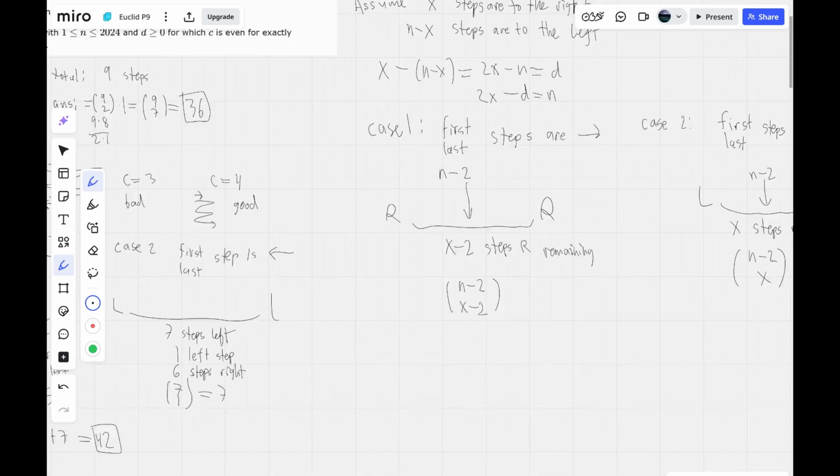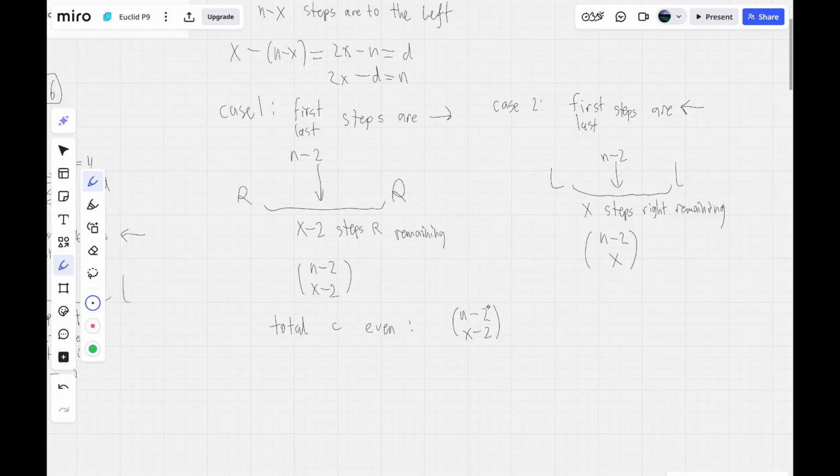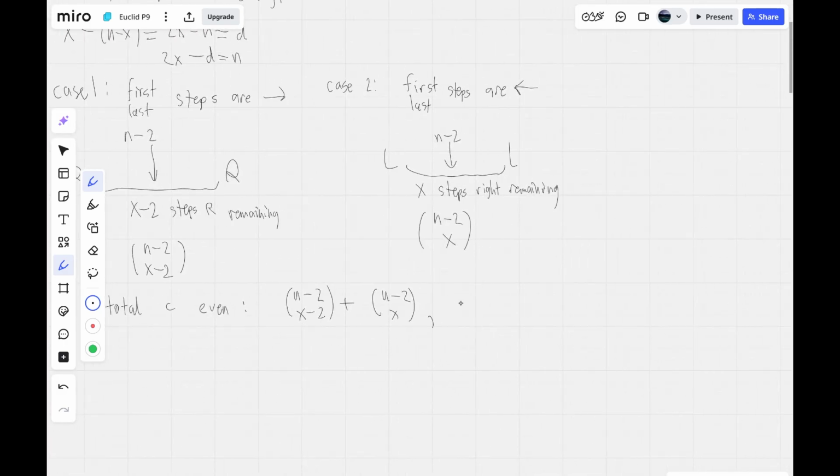So the total c even is just n minus 2 choose x minus 2 plus n minus 2 choose x. This works for n at least 2, right?